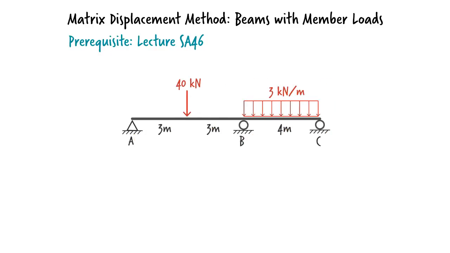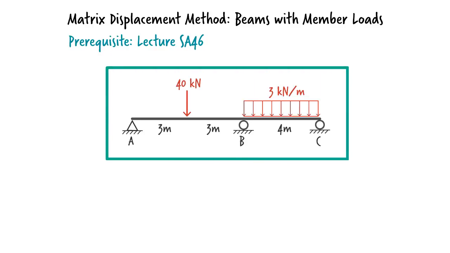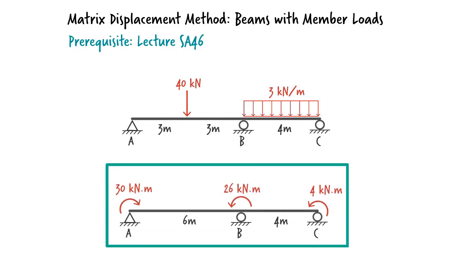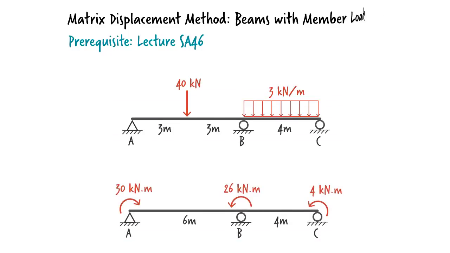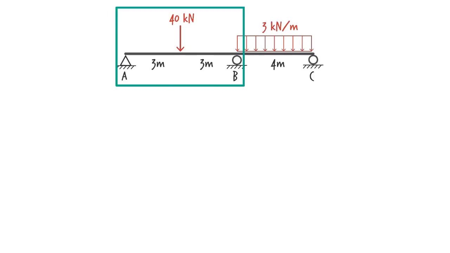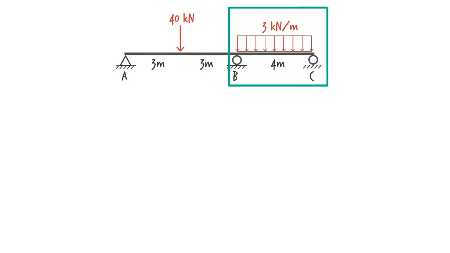The basic idea behind this revised formulation is rather straightforward. When analyzing member loads, we simply replace them with their equivalent joint loads, then proceed with the analysis as was described in the previous lecture. Consider an indeterminate beam. It consists of two beam segments. The left segment is subjected to a concentrated load, while the right segment carries a distributed load.